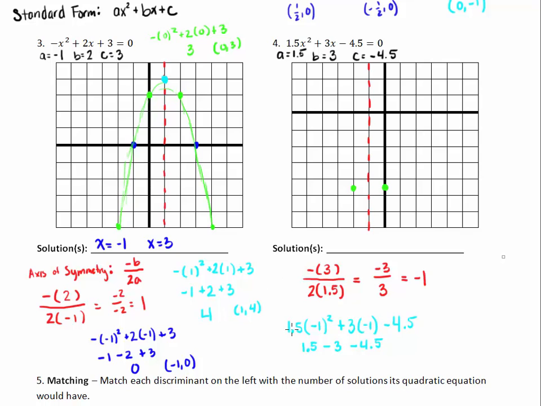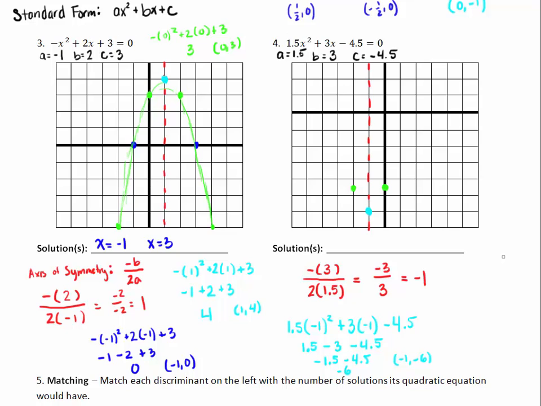So 1.5 subtract 3 is negative 1.5, and negative 1.5 minus 4.5 is negative 6. So look what we did. We plugged in negative 1 and we got out negative 6. So plugged in negative 1 and got out 1, 2, 3, 4, 5, negative 6. So there is our vertex right there.